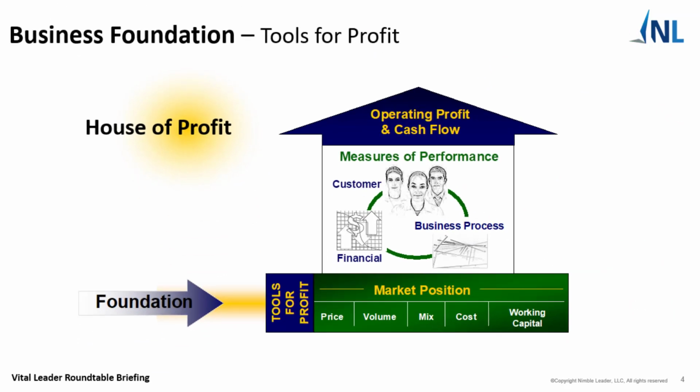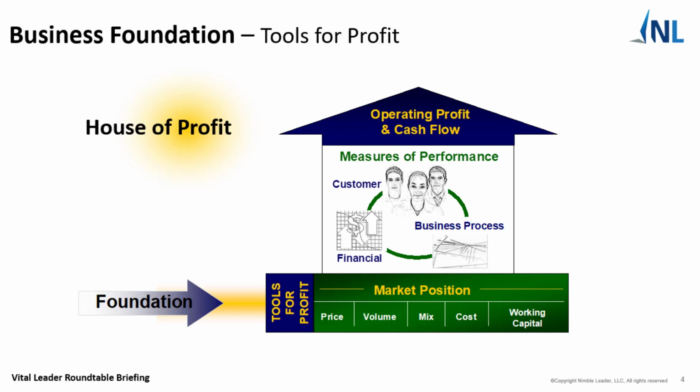Now, whenever we work with a leadership team, in the back of our minds is something called the house of profit. Every business has one. At the top of the house is operating profit and cash flow. What does the business kick off each year? Internal to the structure, you have the team addressing customer needs with products and services. They're managing business processes. They're managing financials. And then you have the foundation, the tools for profit, or the linkage between market position, what you stand for in the minds of your customers, and what you as leaders do to manage price, volume, sales mix of products and services, cost, or importantly, cash burn, the money that goes out of your pocket, and your short-term investment in working capital.